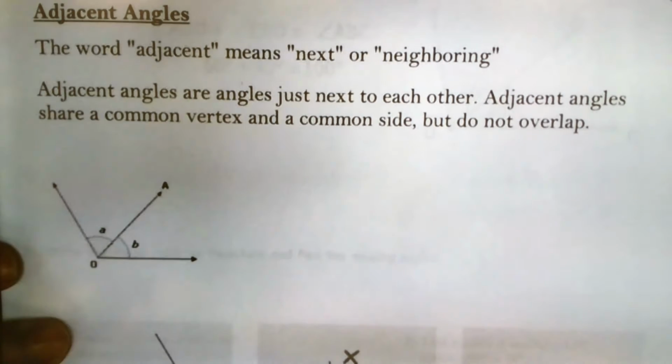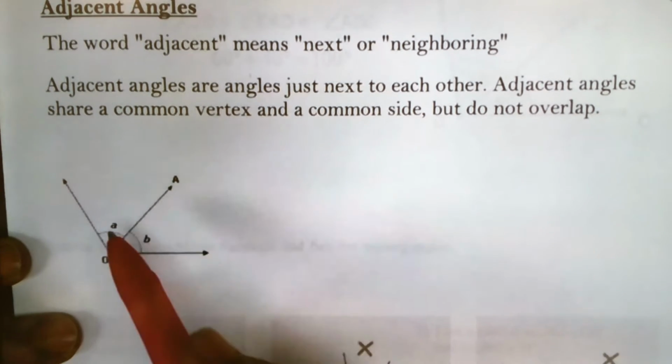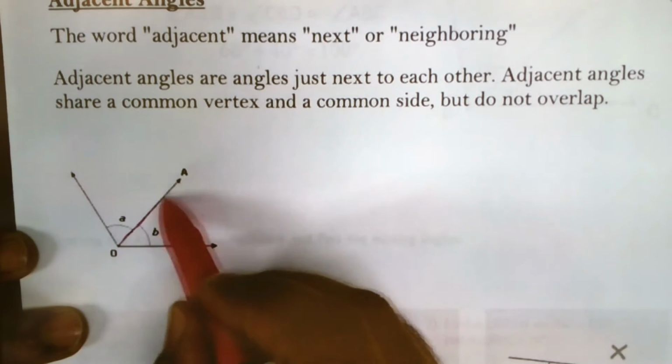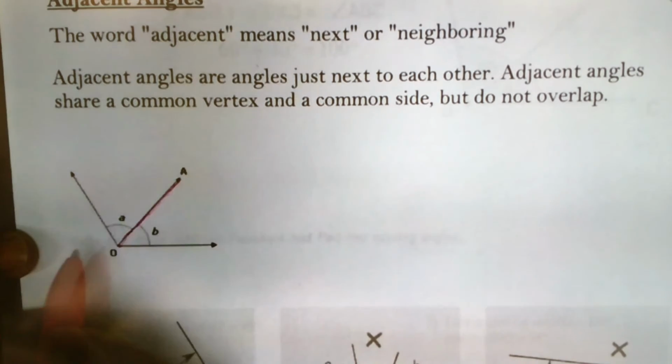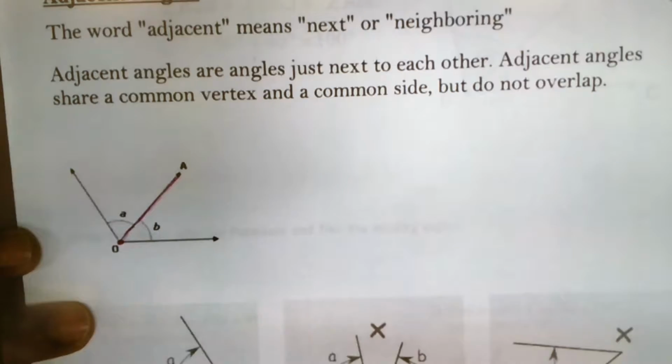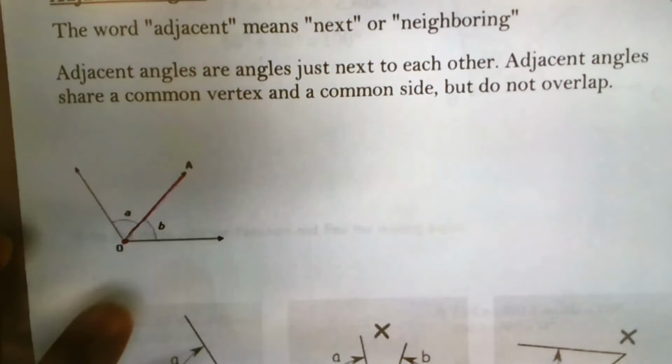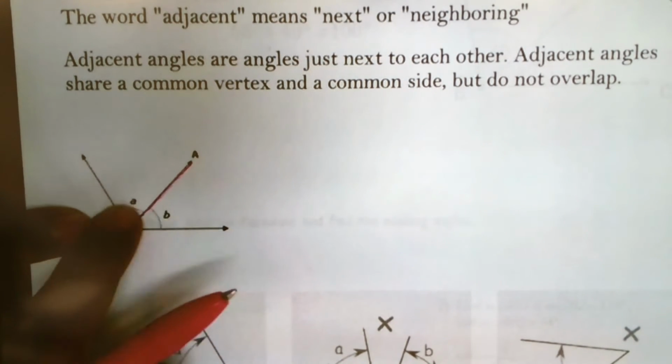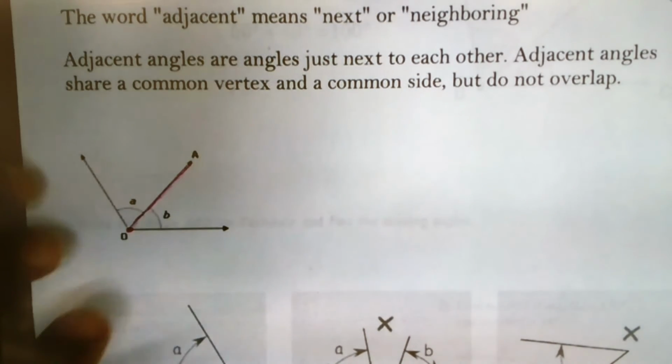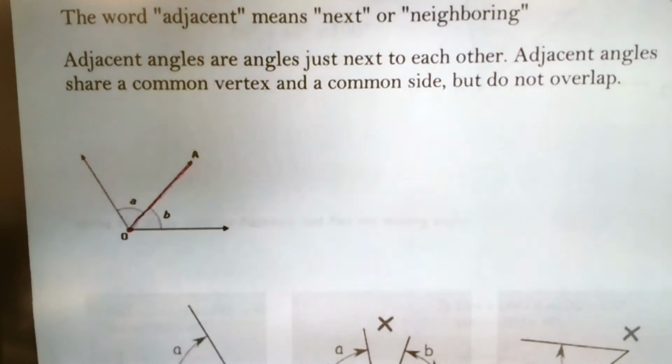When angles are adjacent, one of the sides is common for both. So this side is common and this vertex is common for all those three angles. There are three angles: two small angles and one big angle. These two small angles are adjacent, and those two adjacent angles together make a big angle.